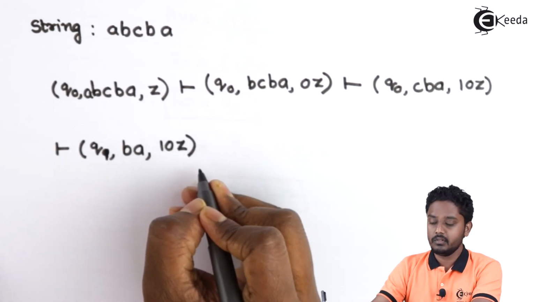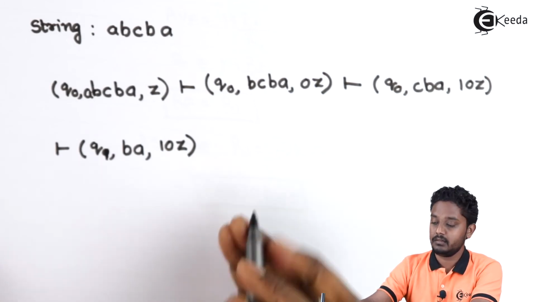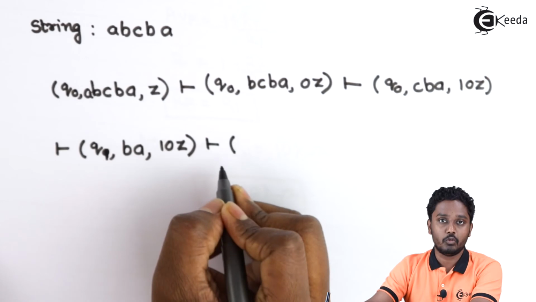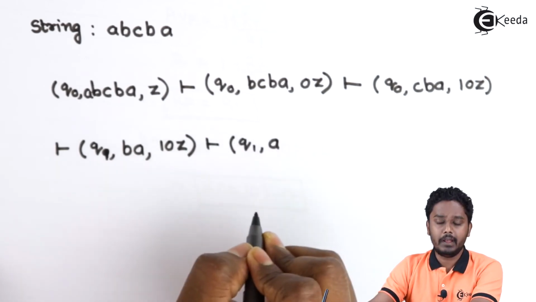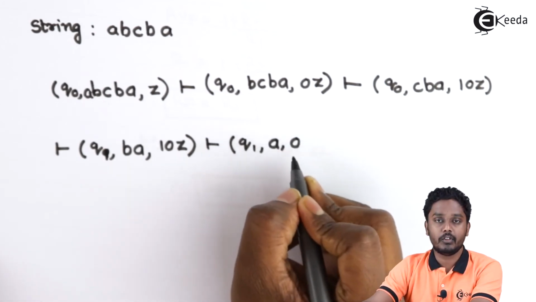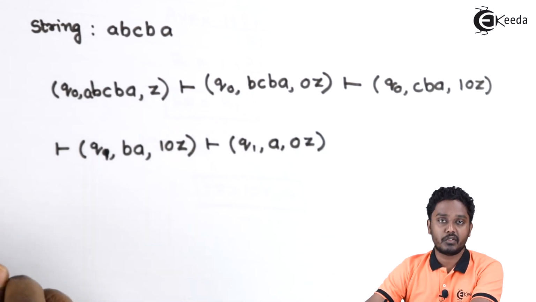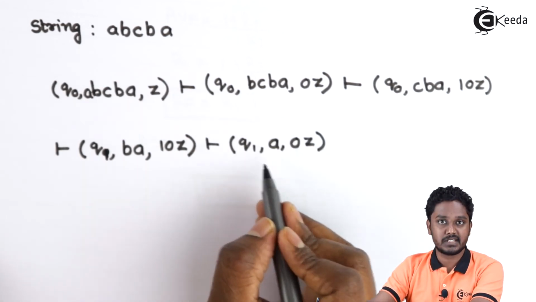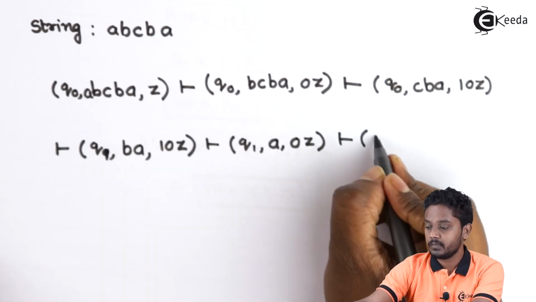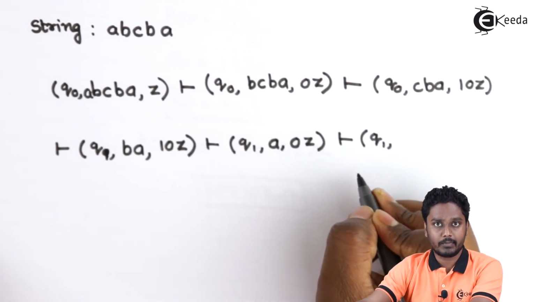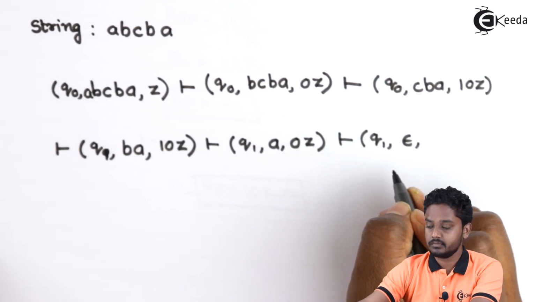Again in the next transition, we have a match of B with 1, so we'll pop off the 1, keeping in Q1 state only. Input left would be A with 0Z left on the stack. Similarly, in the next transition, there would be a matching of A and 0. State would be Q1 only. Input left out would be epsilon, and the stack would contain Z.